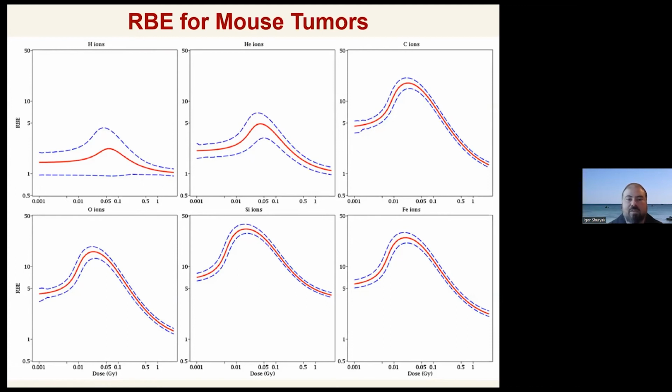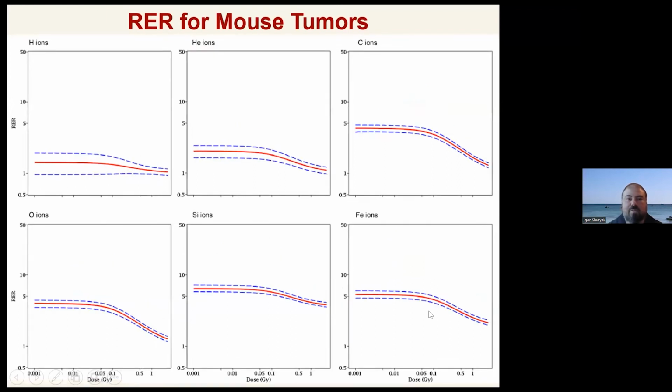So as you can see here, the RBE is dose dependent because of the nonlinear shape of the dose responses, especially for ions. And it can reach high values, more than 10 or even up to 30 or so, especially for the silicon and iron ions. And this occurs in a dose range of, say, a few centigray, which is quite relevant for space.